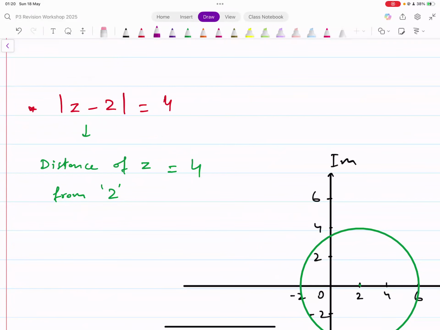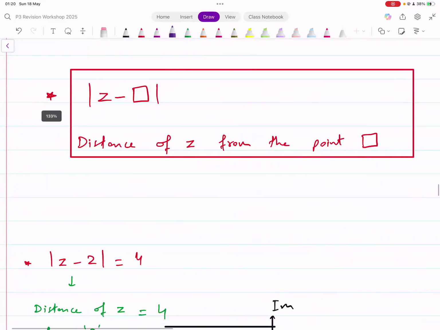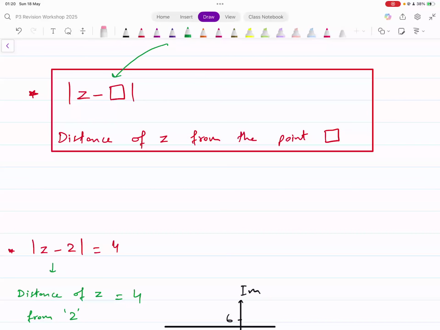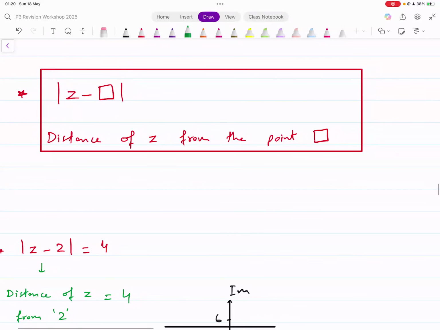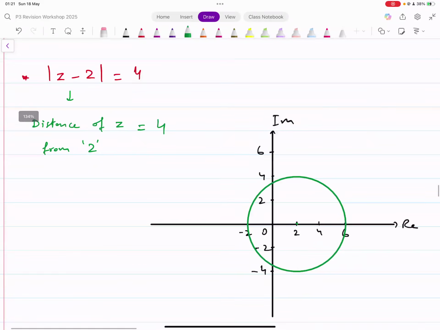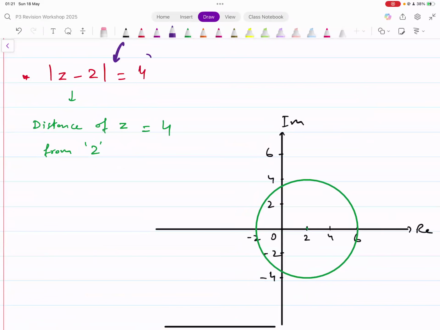Now, for this, you need to know a notation. And that is whenever you have modulus of z minus something, what does this notation mean? It means distance of z from this point. Okay, this notation means distance of z from this point. So for example, if you have modulus of z minus 2 that equals 4, what that means is distance of z from the point 2 is equal to 4.